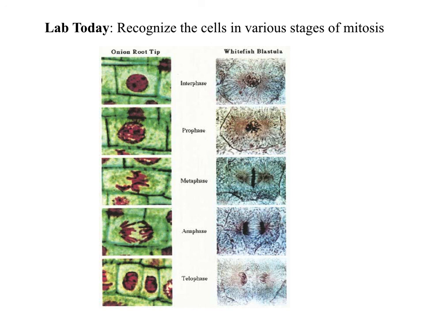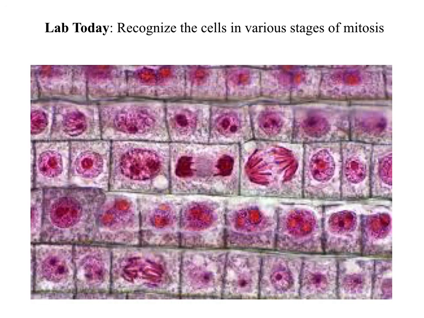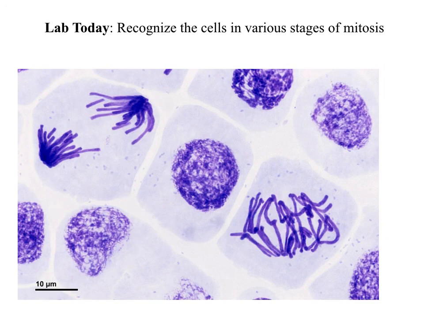Okay, and then on the right, next slide, we have other slides, more onion root tip with a different stain preparation in various stages of mitosis. And I think I'll leave it for you to go through these and see if you can recognize it on your own. And here's yet another preparation. And can you see which one is anaphase? I said anaphase is always the most recognizable.